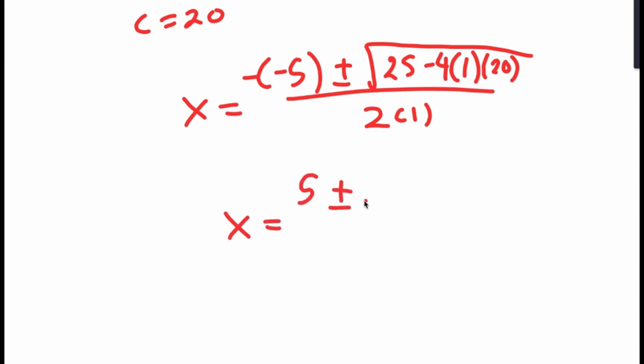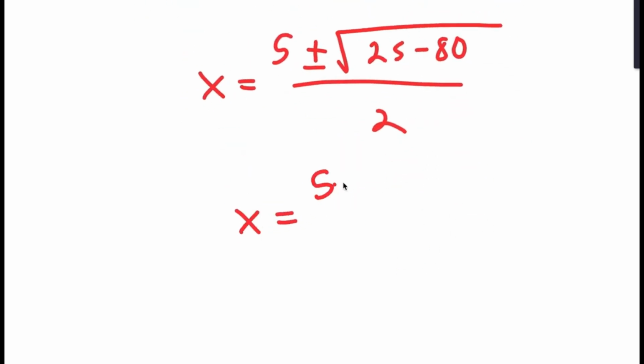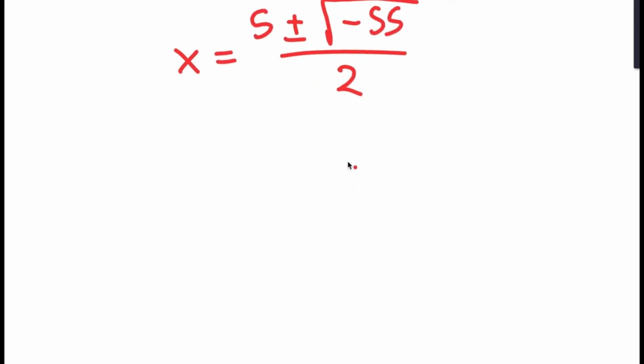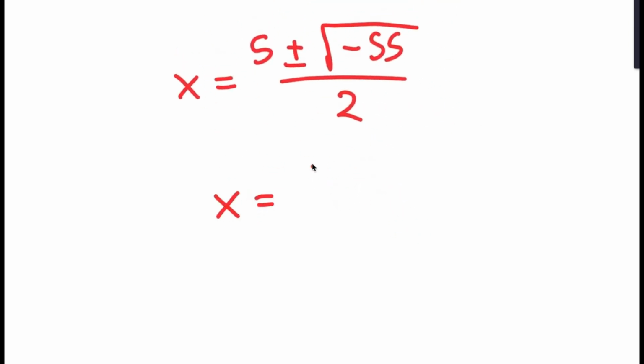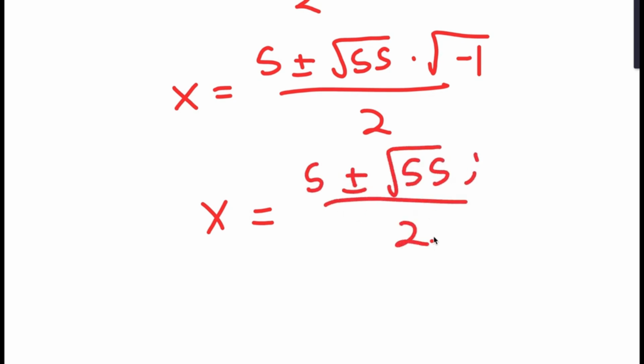And this is equal to 5 plus or minus the square root of 25 minus 80 over 2, which is equal to 5 plus or minus the square root of negative 55 over 2. Now, this is equal to the square root of 55 times the square root of negative 1 over 2. And the square root of negative 1 is equal to the imaginary number i. So I get 5 plus or minus the square root of 55i over 2. So these are two more solutions to this equation.